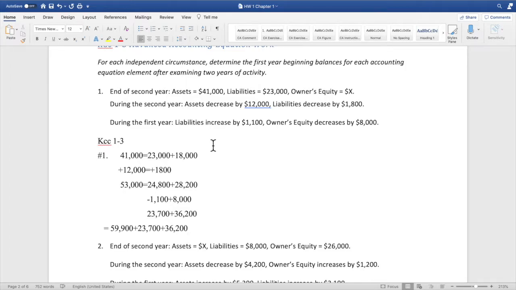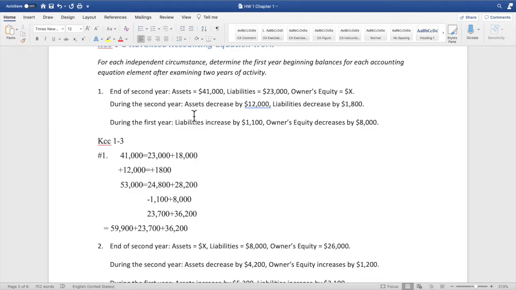The end of the second year, assets equaled $41,000. Liabilities equaled $23,000, and owner's equity was unknown. So if we solve for owner's equity, we take the $23,000 and we subtract it from the $41,000 to get $18,000 in owner's equity.